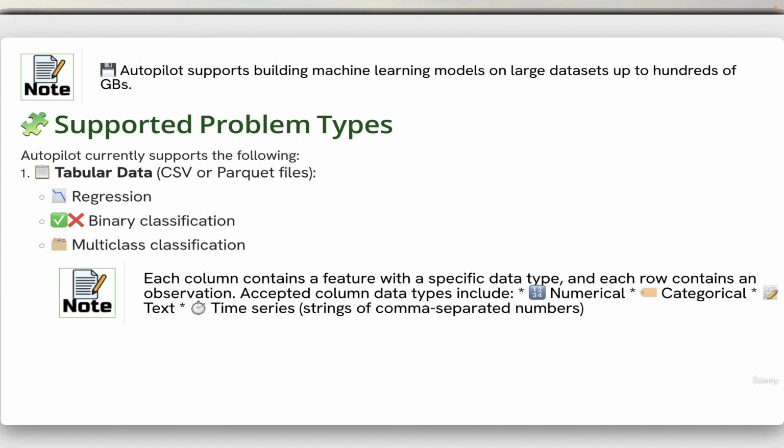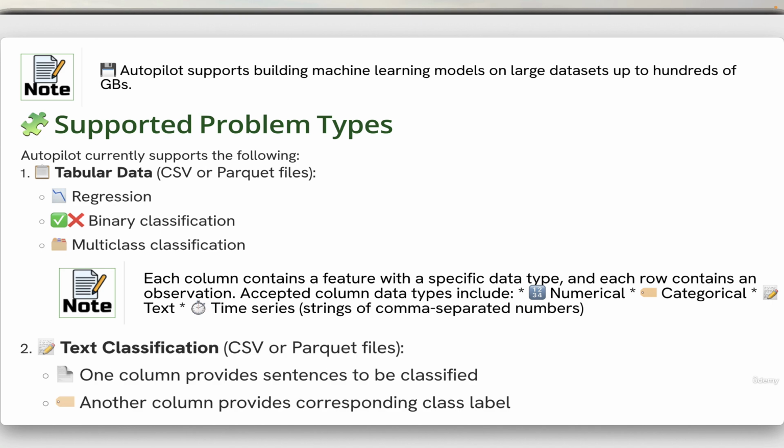Accepted column data types include numerical, like numbers; categorical, like it belongs to certain category, like group A, group B, group C. Then text, like a free flow text, and time series, which is basically strings of comma separated numbers.